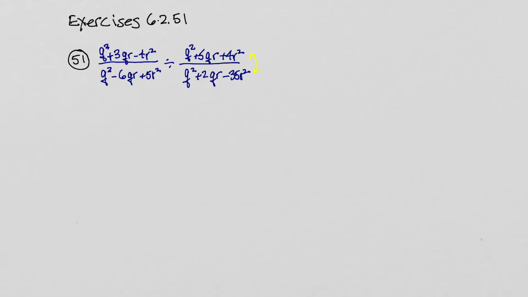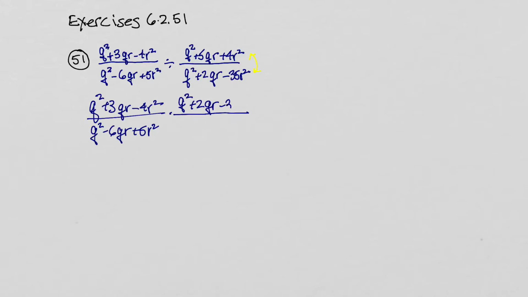I'm just going to rewrite this whole thing. So I'm going to write it as q squared plus 3qr minus 4r squared over q squared minus 6qr plus 5r squared times, now let's flip this over. I'll get a q squared plus 2qr minus 35r squared, right?